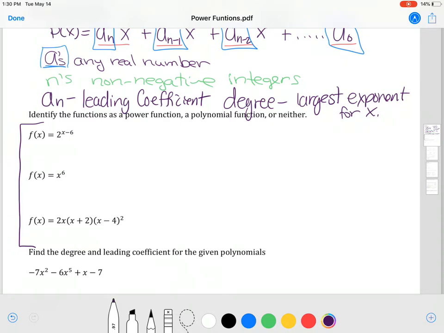Now in this first example, 2 to the power of x minus 6, this is neither a power function nor is it a polynomial function because it doesn't fit the definition. If you go back and look at the definition of a polynomial or a power function, our x's are not in the exponent. So that's going to be a different function that we talk about later in the semester called an exponential function. But it is not a power function and it is not a polynomial function. So I'm going to list this as neither. And that is because x is in the exponent.